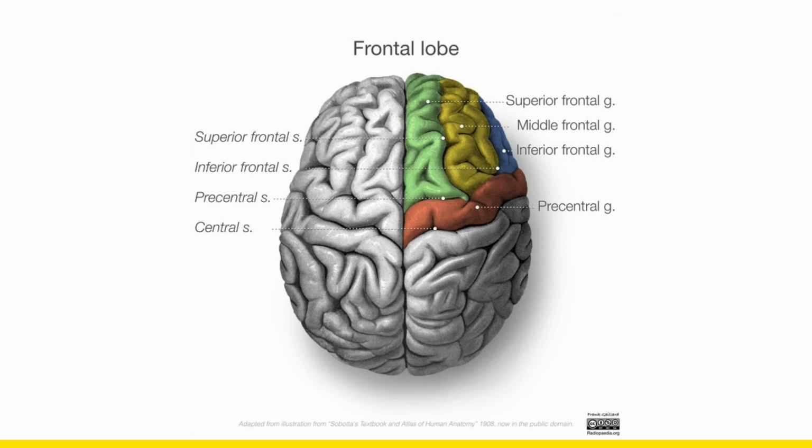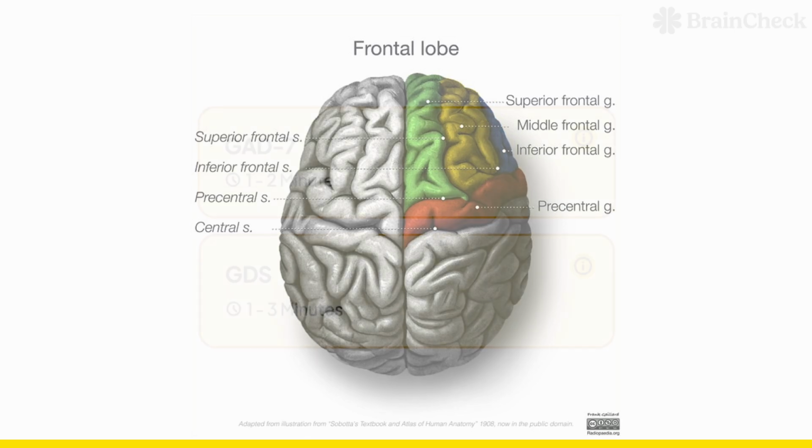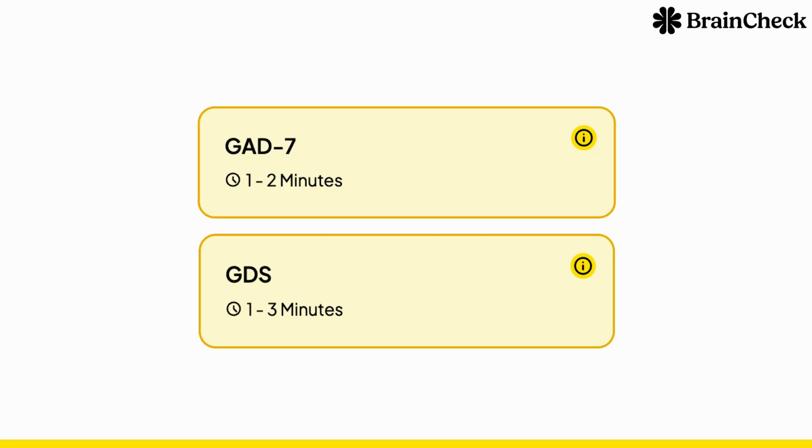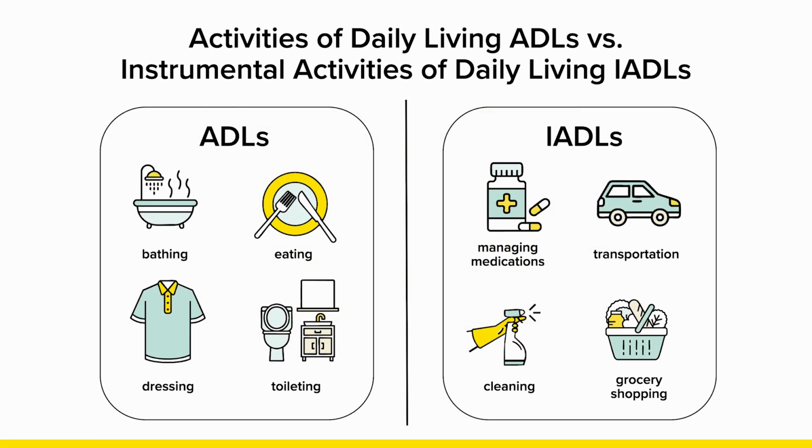these cognitive domains. When you see this pattern, first screen for reversible causes of memory loss, such as depression and anxiety, using tools like the Geriatric Depression Scale and GAD-7. Next, assess the functional impact of these cognitive changes.